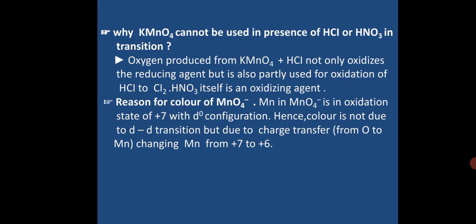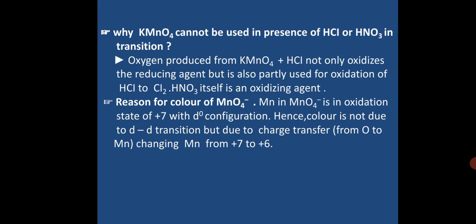Now we will come to why KMnO4 cannot be used in presence of HCl or HNO3 in transition. Oxygen produced from KMnO4 plus HCl not only oxidizes the reducing agent, but is also partly used for oxidation of HCl to chlorine. For that reason it's not used. HNO3 itself is an oxidizing agent. KMnO4 is an oxidizing agent and with HCl it oxidizes HCl to chlorine partly, and HNO3 itself acts as an oxidizing agent. So when oxidation takes place, we'll never know whether it is by KMnO4 or by HNO3. Hence it is quite difficult to determine.